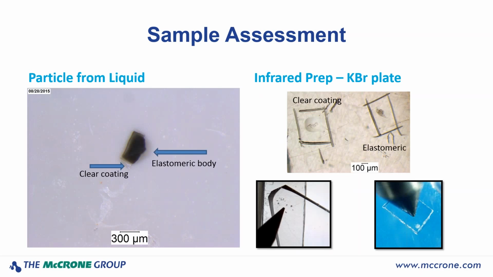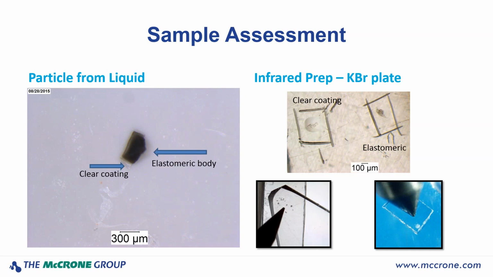When we examine this particle under magnification, we see that it is not a homogeneous sample. We have a clear coating over a gray elastomeric core material. We're going to sample both portions and prepare them for infrared analysis. The samples will need to be pressed out on an IR transparent substrate.